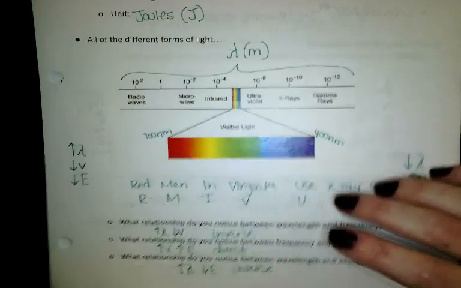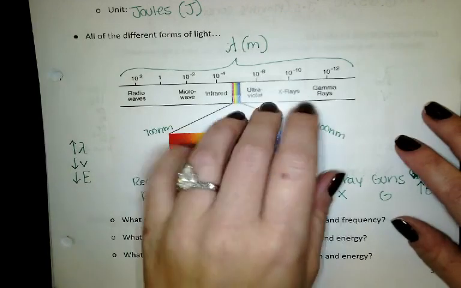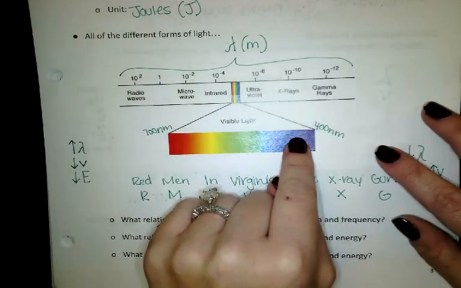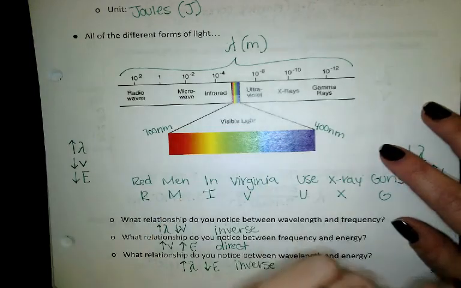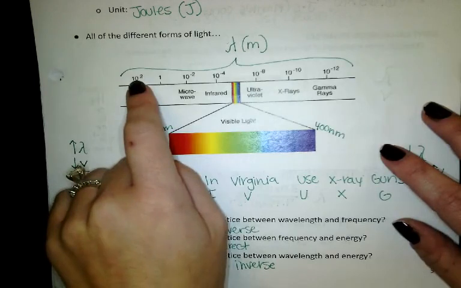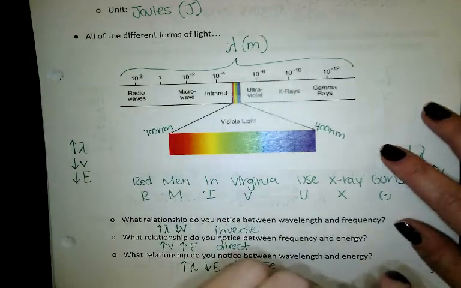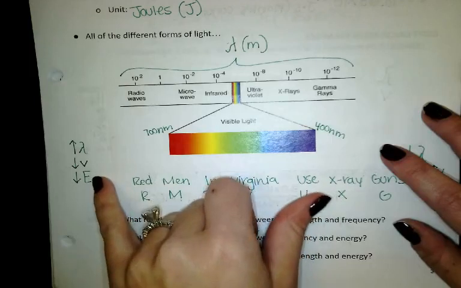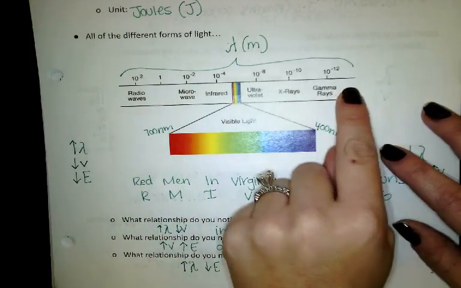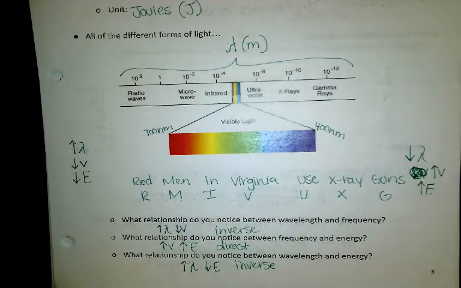Here we have all the different forms of light from radio to gamma. This is different than your notes, I think. Radio waves are our biggest. They have the longest wavelength, therefore a lower frequency and a lower energy. As you decrease your wavelength, your energy is going to increase. So gamma radiation is the highest energy radiation.